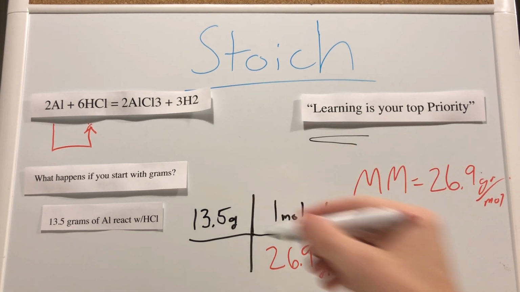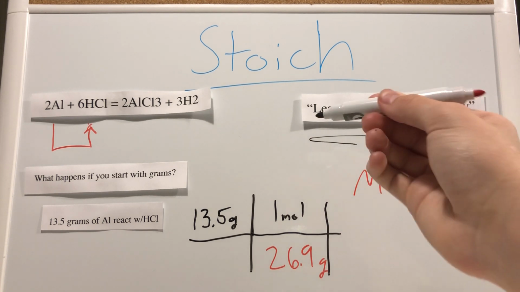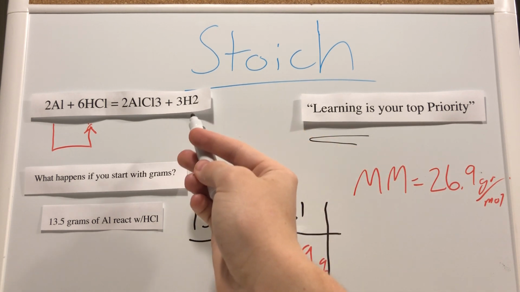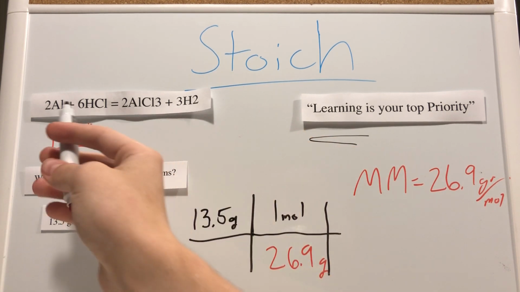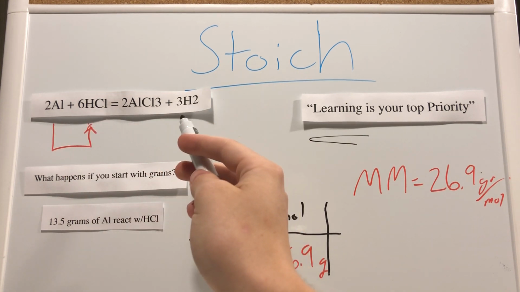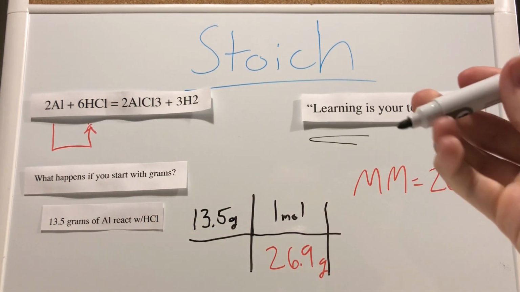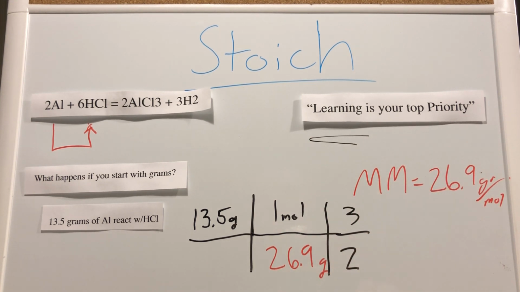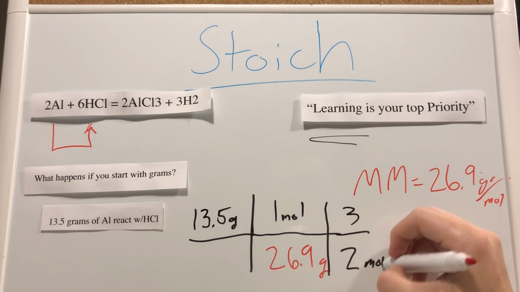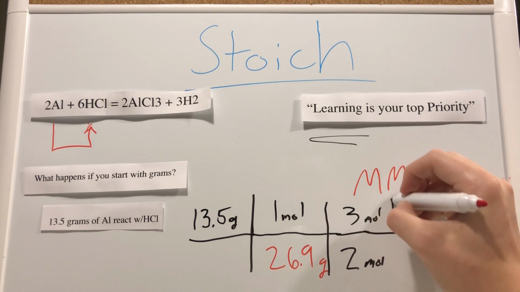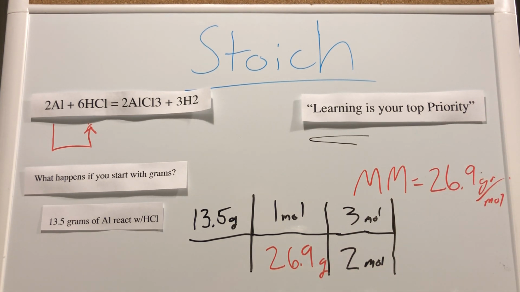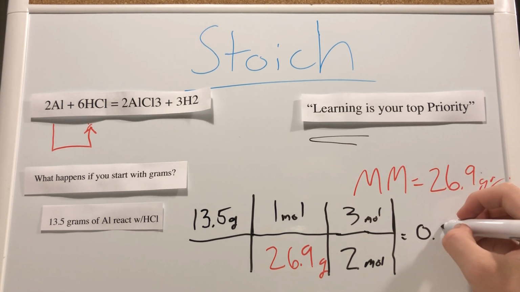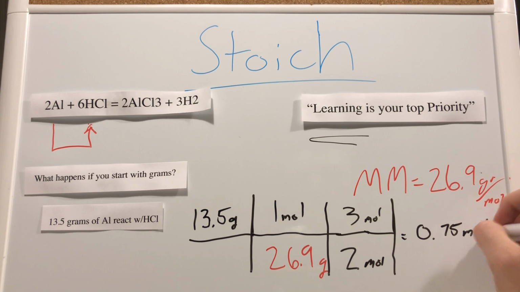And so now that our grams are going to cancel, we can go back to our mole ratio like we did in step 1. So learning is our top priority. We have our 3 for our coefficient for our gas and the 2 for our initial. We're trying to get here, so we're going to put our coefficient for the gas on the top. Clarify these are moles. All right, and so now we get 0.75 mole of H2.